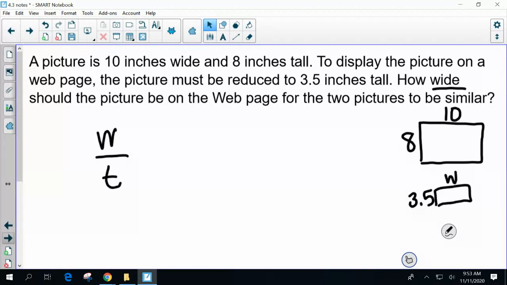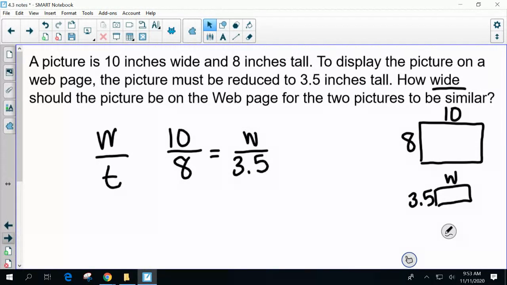So it says it's 8 inches tall and 10 inches wide. So that's what's going to go together. So 10 inches wide, 8 inches tall. And then the picture has to be reduced to 3.5 inches tall. So where's 3.5 going to go? In the bottom. And then I don't know the width.